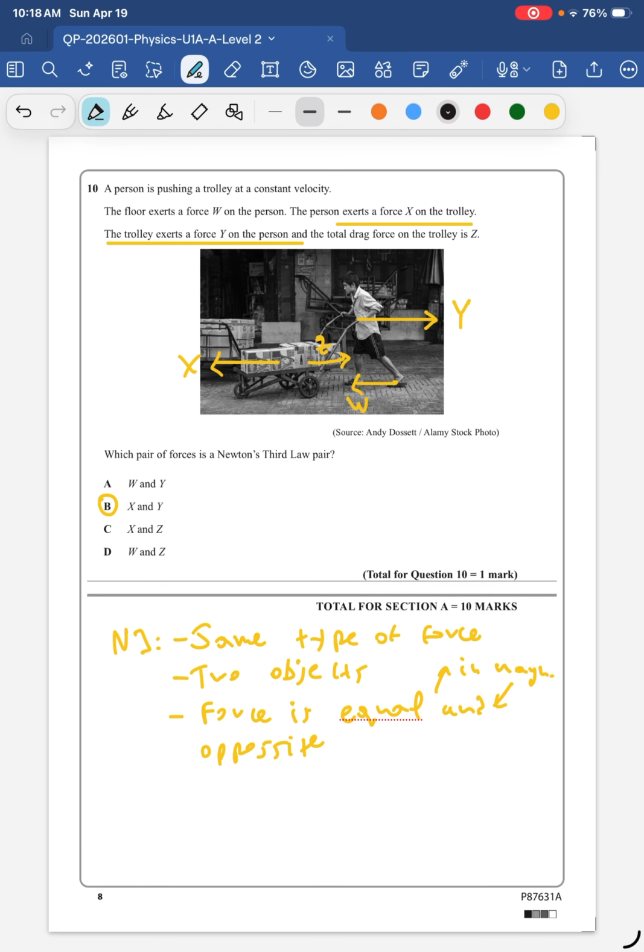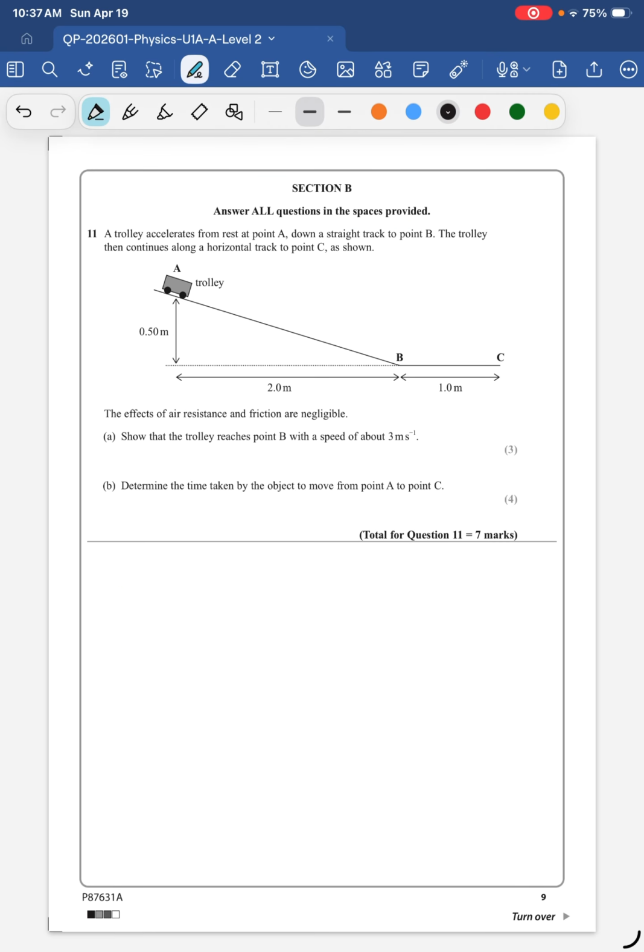We are ready to move on to section B. Okay, we are ready to start with section B and question 11.